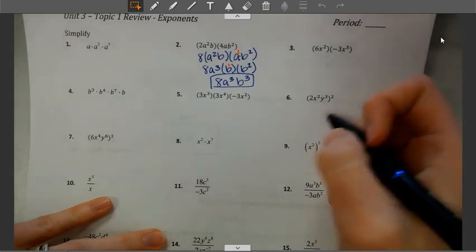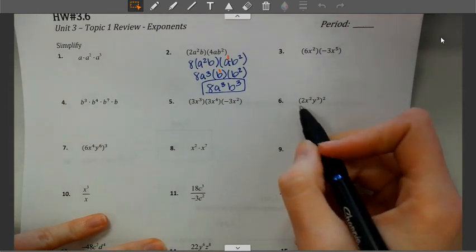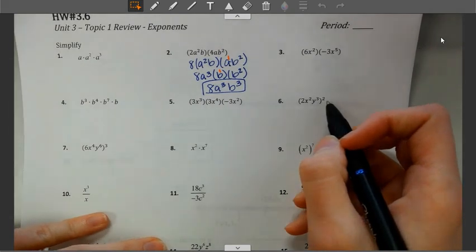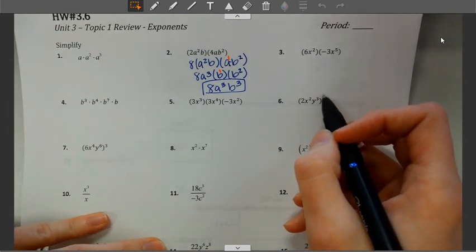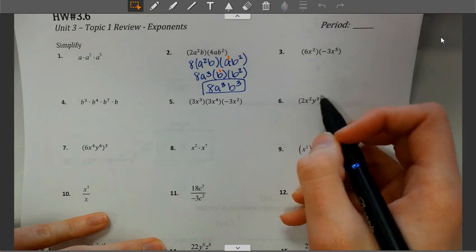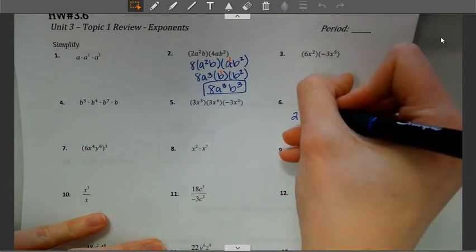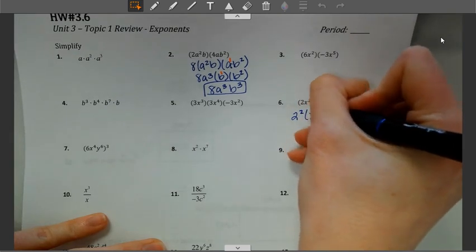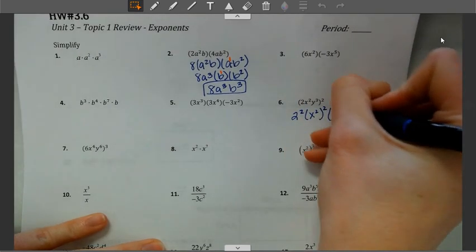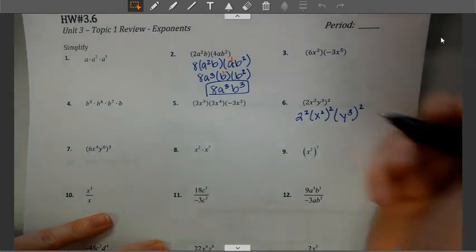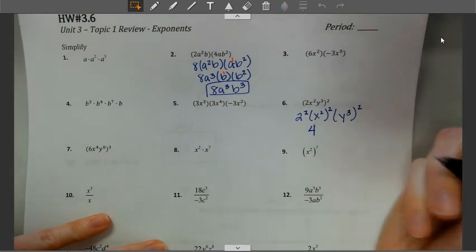All right, we'll look at number 6. I have exponents inside parentheses, and I have an exponent outside. So this is our power to a power rule. This exponent of 2 goes to everything on the inside. You're distributing it. So I'm basically getting 2 to the power of 2 times x squared to the power of 2 times y cubed to the power of 2. Well, 2 squared, 2 times 2 is 4, okay?